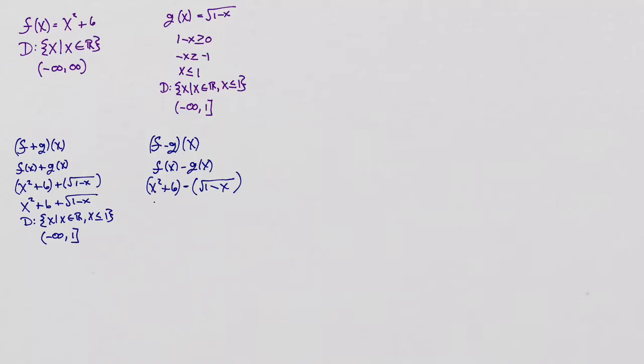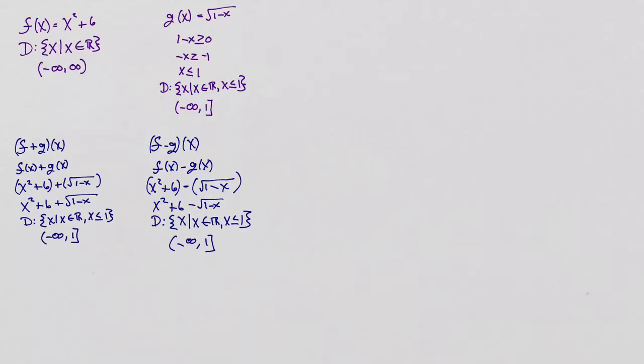I don't really need the parentheses here, so I end up with x squared plus 6 minus the square root of 1 minus x. And my domain is the same thing as the f plus g of x. You're taking the most restricted domain of the two functions, which is going to be the set of all x's such that x is an element of the real numbers, and x is less than or equal to 1. Or negative infinity to 1, and of course we have the square bracket.